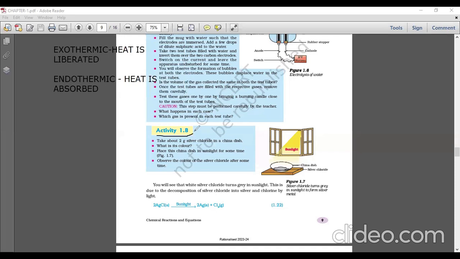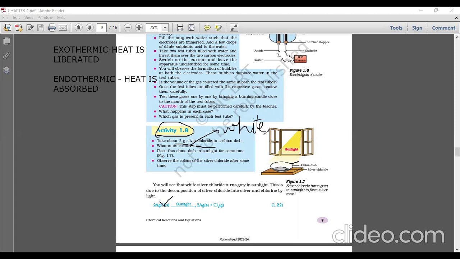So here in activity 1.8, let us see what the activity is about. Take 2 grams of silver chloride in a china dish. What is the formula of silver chloride? It is already given: AgCl. Ag means silver and Cl means chloride. Here we took it in a china dish. He is also asking what the color of silver chloride is. The color of silver chloride is white.